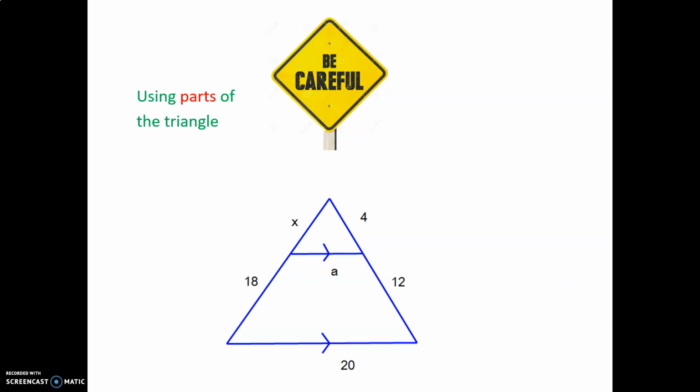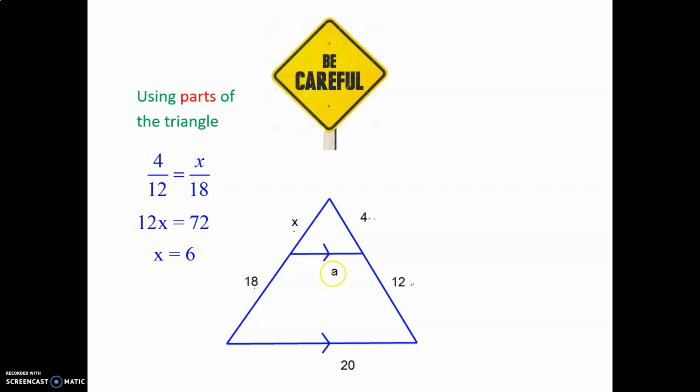Using parts of the triangle, I can find out what X is. Okay, so I set it up as 4 over 12, because these are parallel. The parallel sides break this into two parts. 4 over 12 equals X over 18. Cross multiply, divide by 12, I get X is equal to 6.